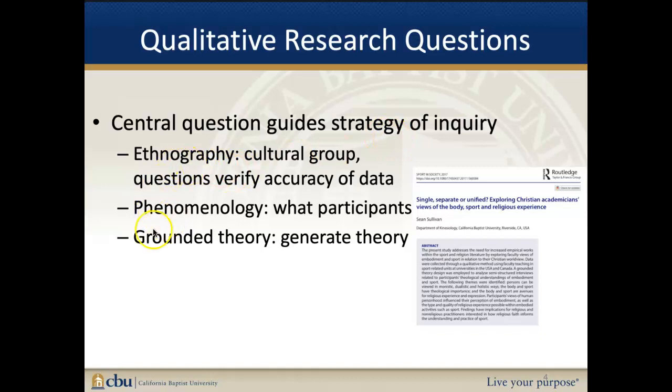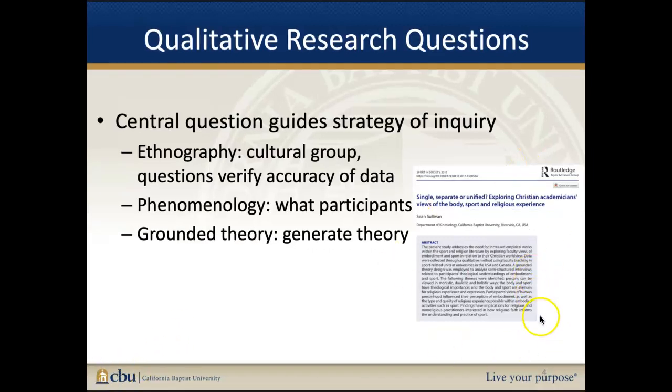And from there, you can choose a specific type of data collection method. So we'll get there in a couple weeks, but for now, remember, qualitative research has particular recipes for data collection. These are just a few: ethnography, phenomenology, grounded theory, you can have a case study, you can have narrative. Remember, those are strategies for data collection, but these strategies come out of and are based on your central question.